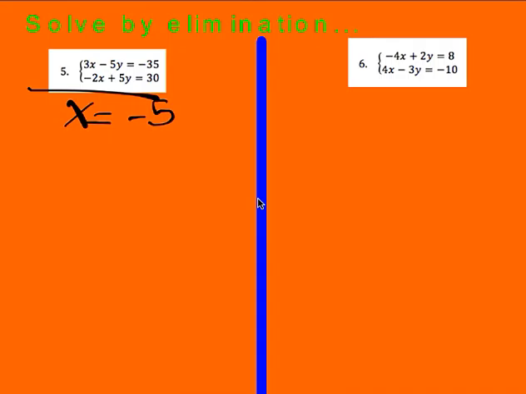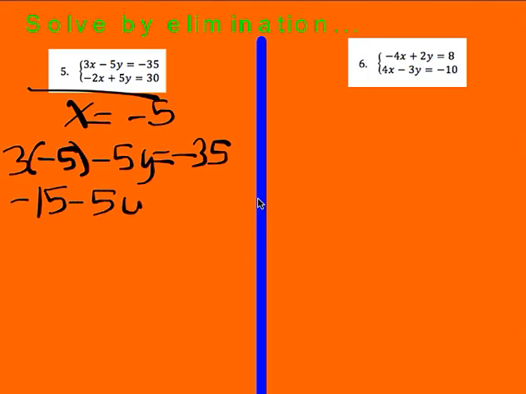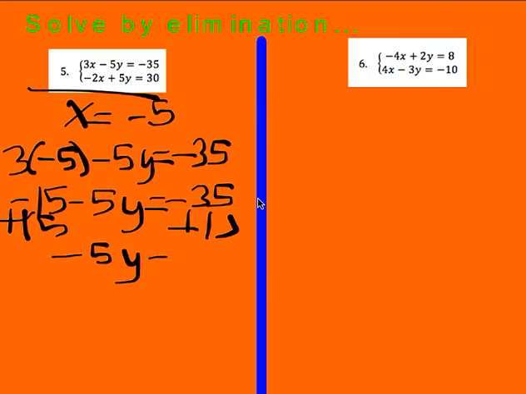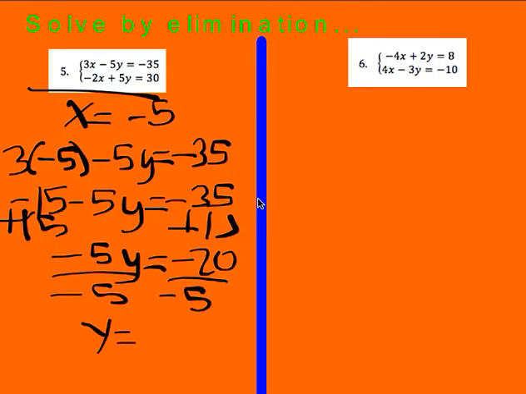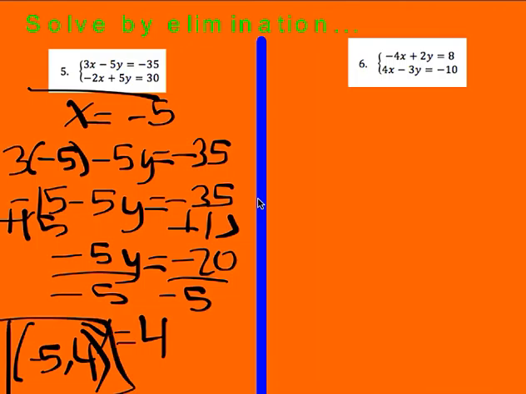So let's just plug it into the top. So I'm going to have 3 times negative 5 minus 5y is equal to negative 35. So then I get negative 15 minus 5y is equal to negative 35. So then I'm going to add 15 to both sides, and I get negative 5y is equal to negative 20. So since that negative 5 is being multiplied by the y, I'm going to divide both sides by negative 5, and I get that y is equal to 4. So then I get negative 5, 4 as my answer for number 5.